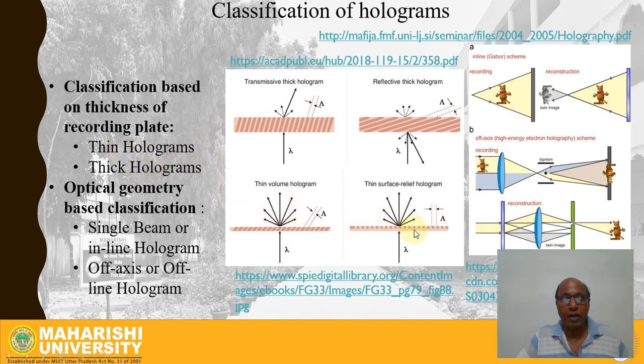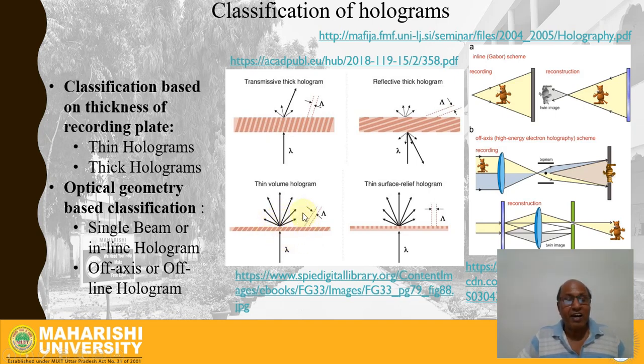In the thin hologram, the thickness of the recording plate is very small. It is almost of the size of, and even less than, the distance between the interference fringes. So you can say it will be comparable to the wavelength, or of course higher than the wavelength, of the light source. This type of recording is called a thin hologram. It can be both reflective as well as transmissive.